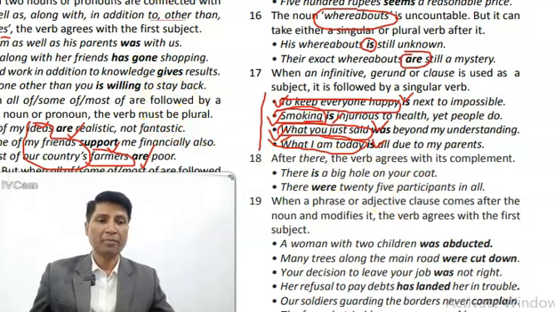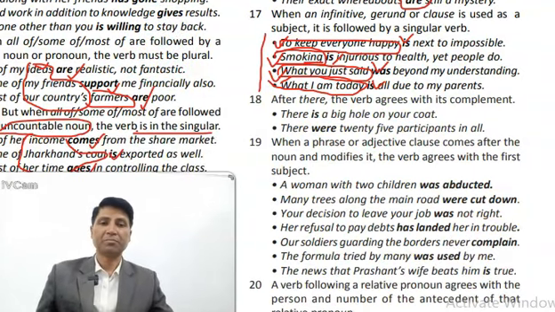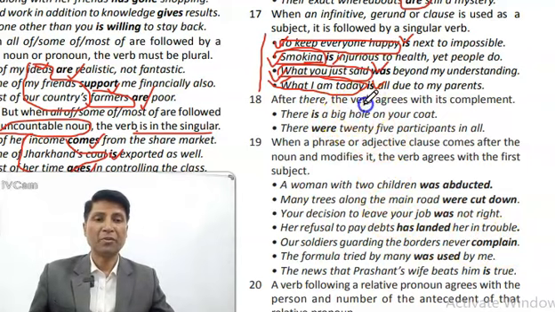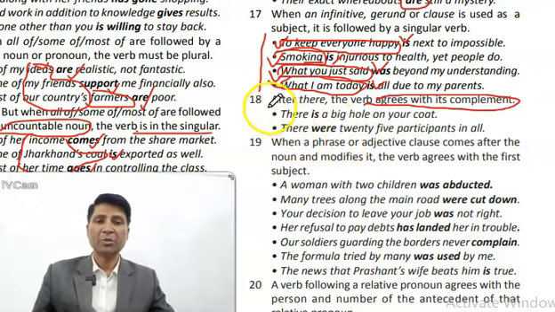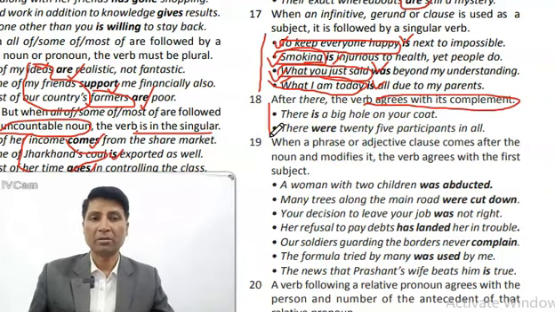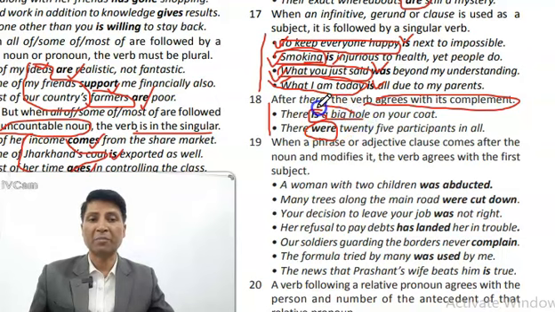Now let us move on to these two rules. After there, the verb agrees with its complement. It needs your attention. As you can see, both the examples are beginning with there. There is a big hole on your coat. So here is singular and here were is plural. Why? Because the following part, a hole, is a complement of this verb. So here verb is agreeing with the complement and not with there. Here also the subject of word is 25 participants.